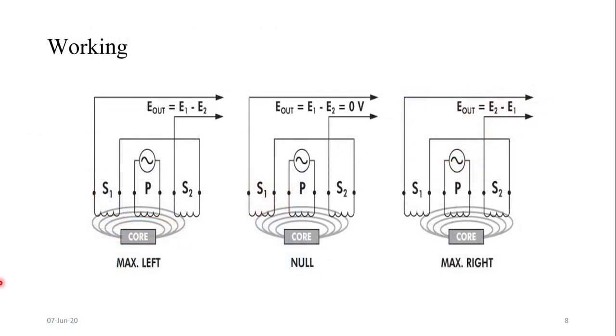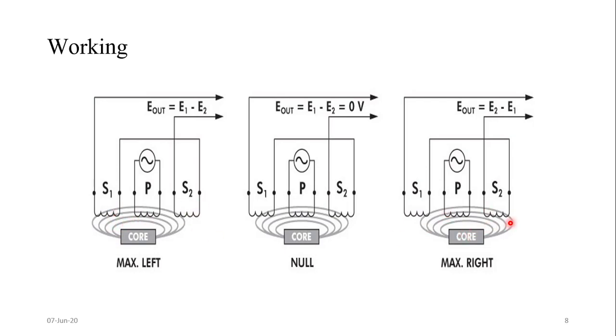For simplification, you can see that whenever your core is moving inside your inductor, when the core is near to S1, it has the maximum EMF generated, while the other coil changes over here and becomes 0.